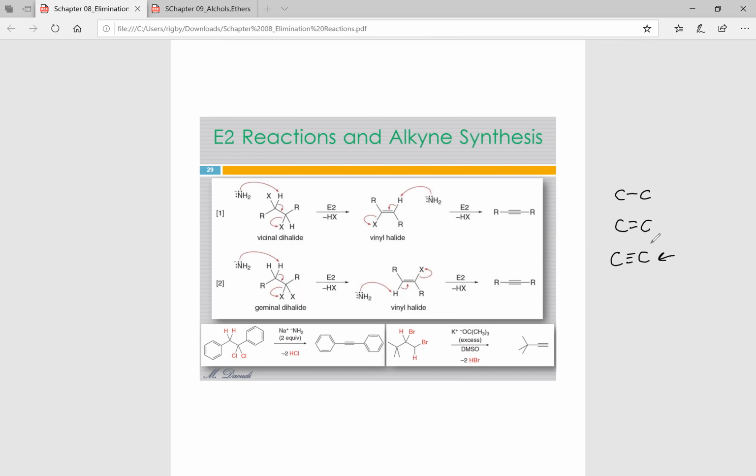I always remember geminal being like, oh, it's like a Gemini. They're twins. They're on the same carbon. In a vicinal dihalide, they're in the same vicinity. So when we're talking about E2 reactions with dihalides, essentially we're going to be doing an E2 reaction twice. We lose a hydrogen, we lose a leaving group once, and then we do it again. We lose a hydrogen, we lose a leaving group. So essentially it's just E2 twice.